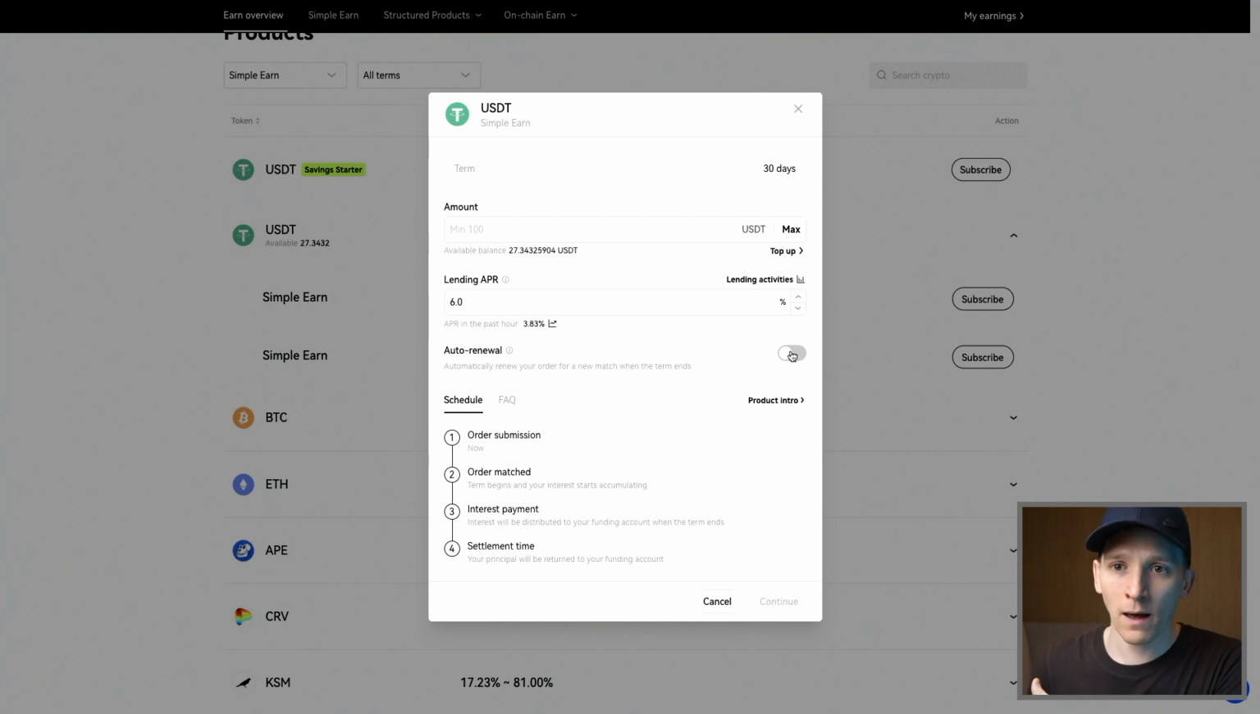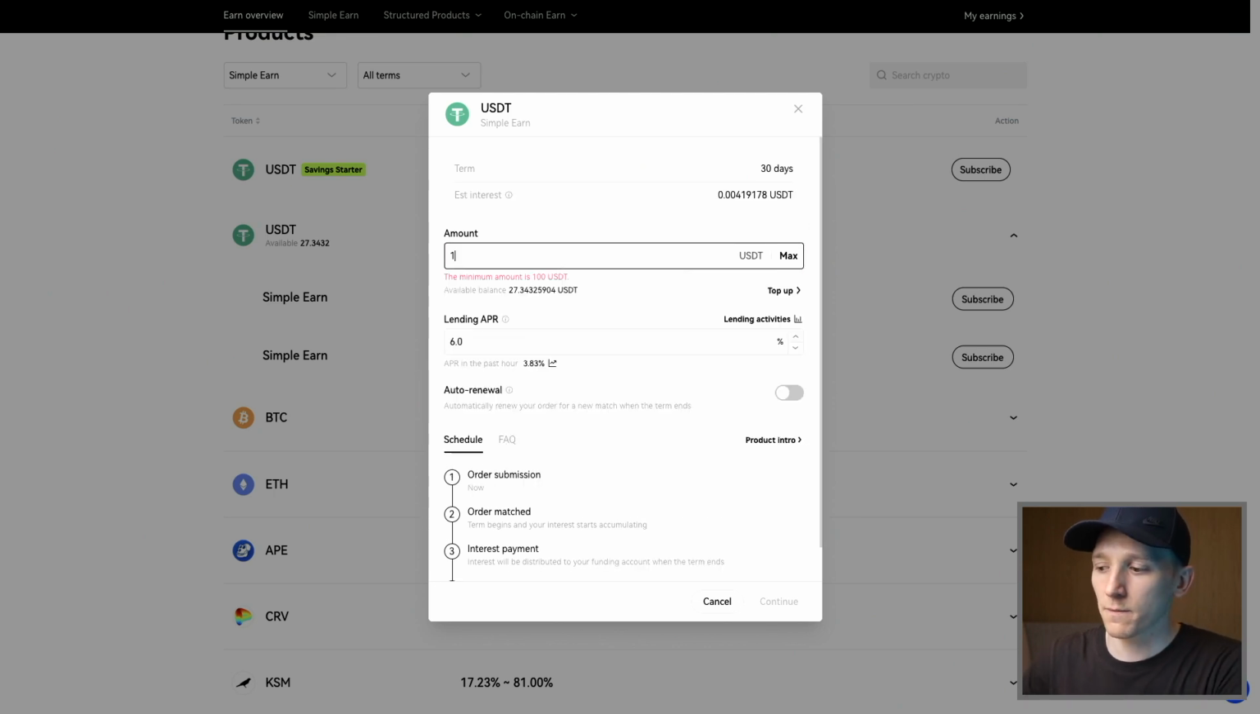So if you're happy to lend for 30 days and that's it, do not put this on, because this is going to auto renew with your terms. After 30 days, the money comes back to you plus the interest. If you want to just have that offer again, then it's going to auto renew and your money's going to be locked up for another 30 days. So if you don't want that, just leave this toggled off.